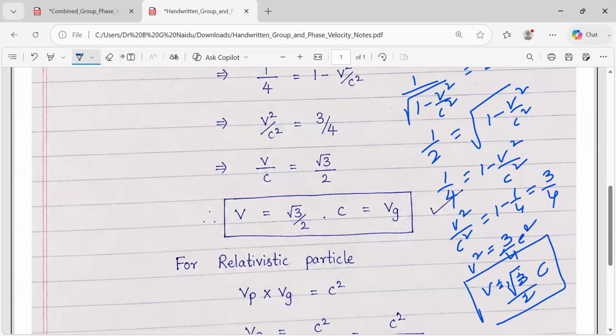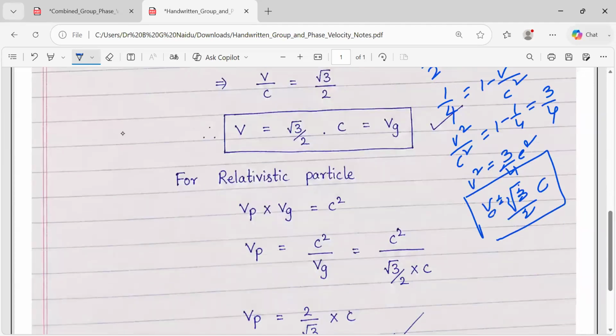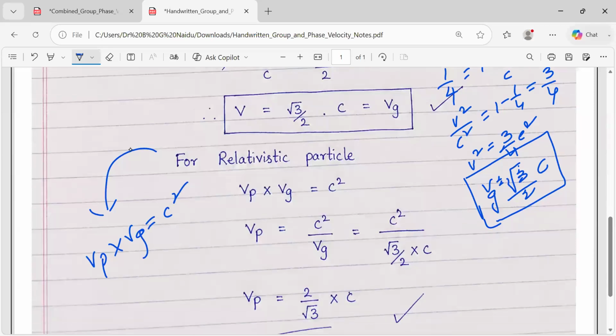This is the actual group velocity. We know from the relativistic case that the product of phase velocity and group velocity equals c². So we have now calculated the group velocity. This is very, very important. This has already been asked in the CSIR NET and GATE examinations.